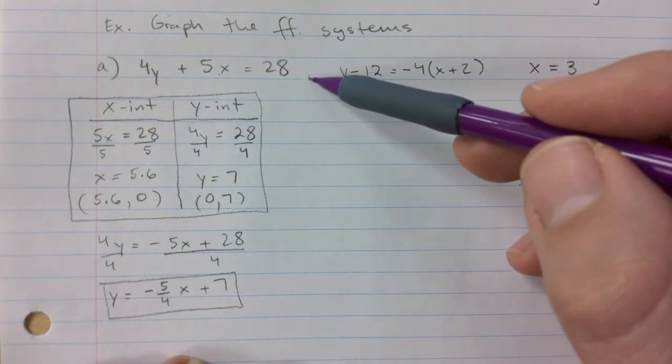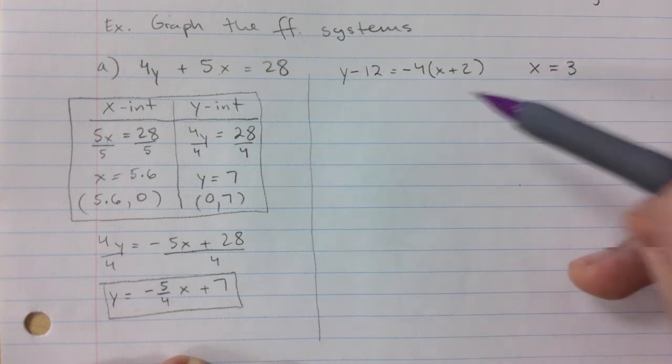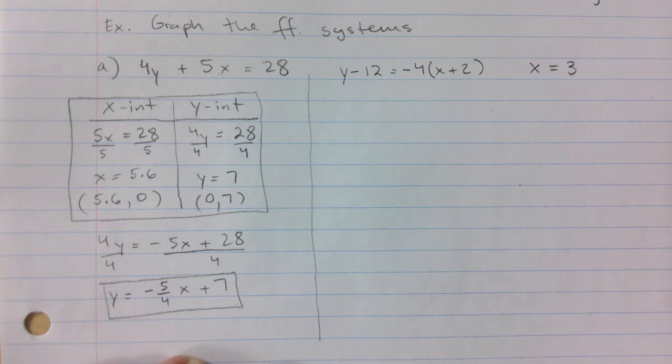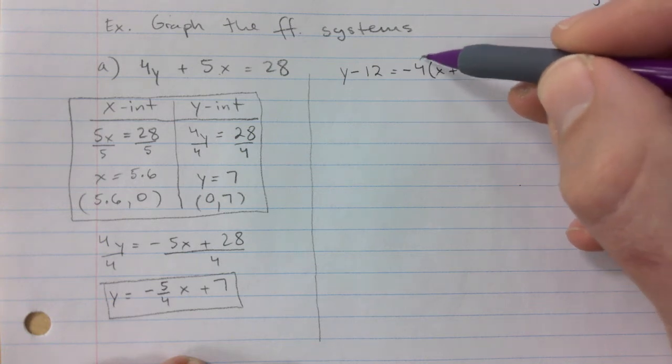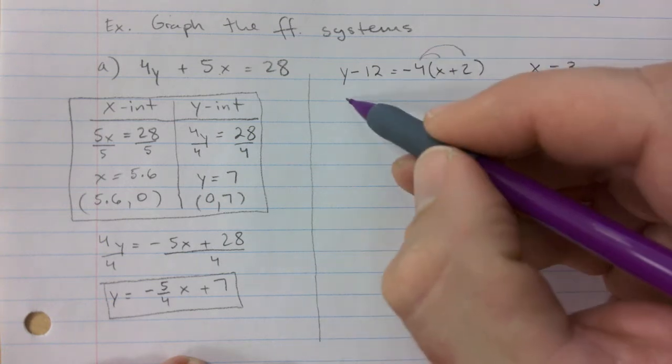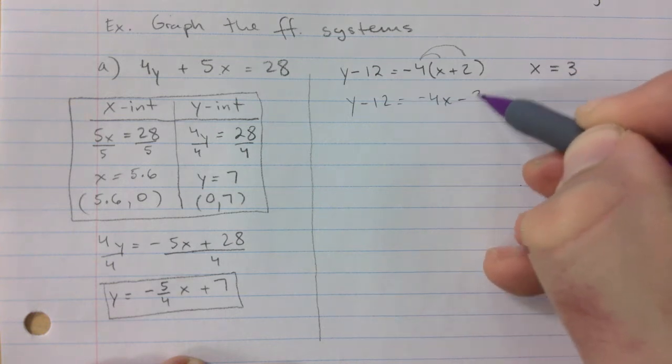I will kind of just break this here. This has brackets, clean it up. That's what brackets are basically asking you to do, clean it up, right? Like expand it. So we're going to clean it up first, right? So y minus 12 is equal to negative 4x minus 8.